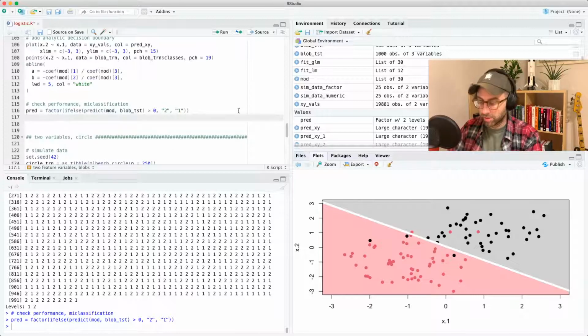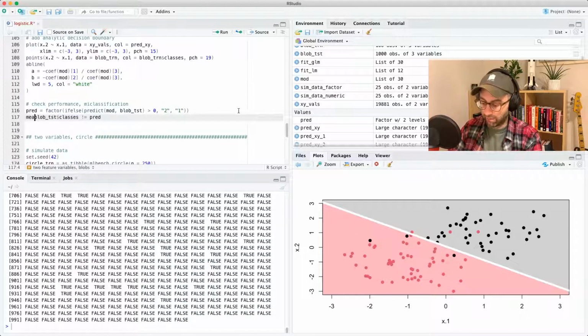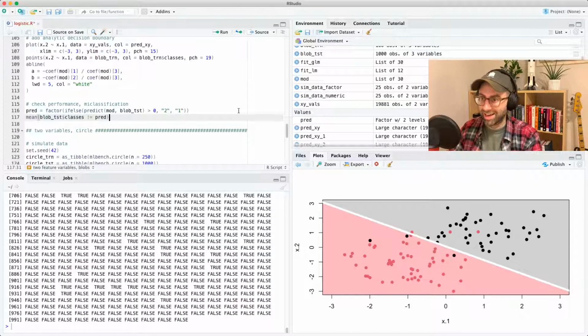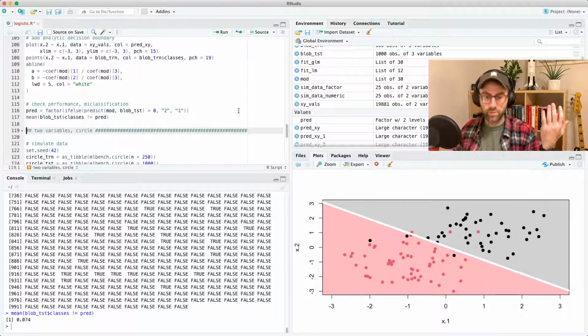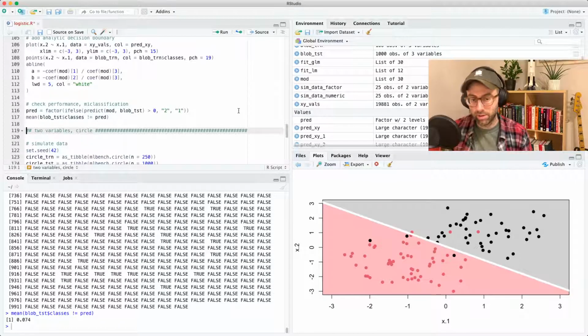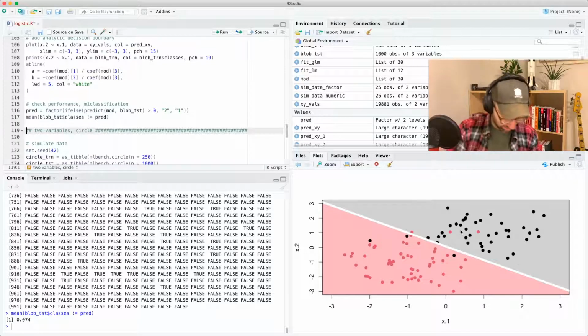Now I want to compare blob_test $ classes, see when it's not equal to the predictions, and average that result. So this is my test misclassification. So about 7% error on average. Not terrible. And that's based on this plot we're looking at. I always point as if you can see where I'm pointing. I need to use my mouse. We see errors in the training data here, and we can intuit how that would generalize, so that's pretty good.